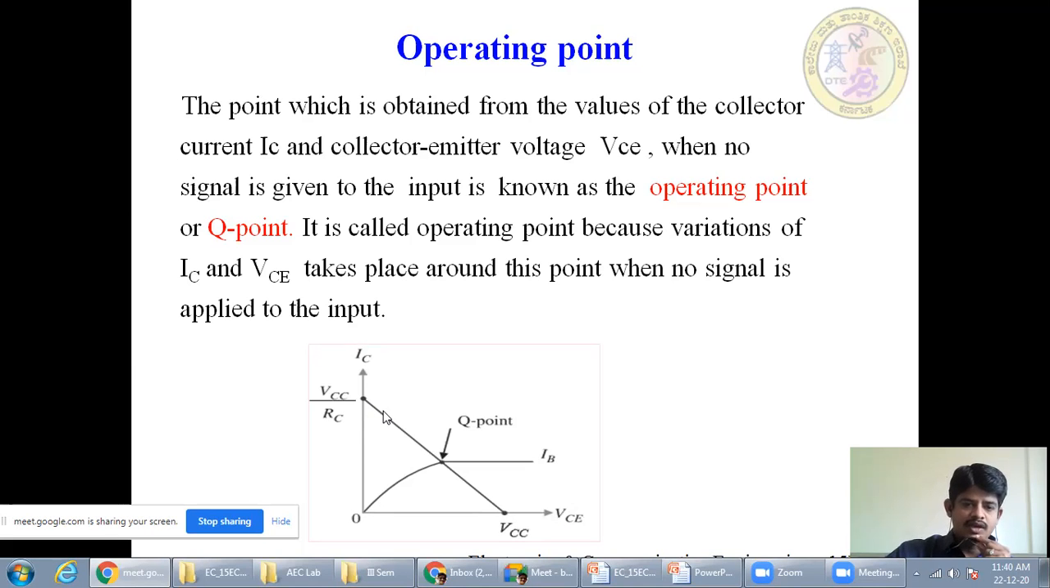In saturation mode, the collector current flows and the output voltage is 0. So then you can calculate IC as VCC by RL. Similarly, I can get the VCE point, or the output voltage, by keeping the transistor in cutoff mode. In cutoff mode, the collector current is 0, and you can get the maximum output voltage. Okay, the maximum output voltage you can obtain is VCC. So these are the 2 operating points.